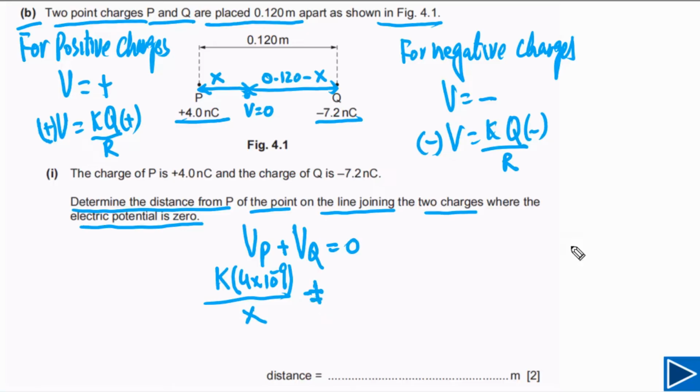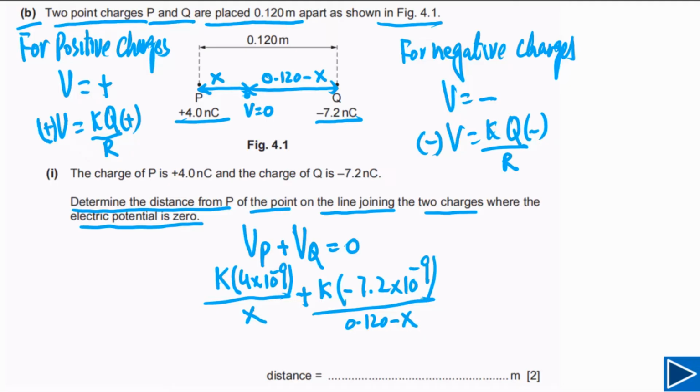So this is a plus sign. And this is a negative charge, so the potential of this one will be negative, so we will use a negative sign here. So this is negative 7.2 times 10 to negative 9, divided by the distance. The distance between the charge and the point is 0.120 minus x.